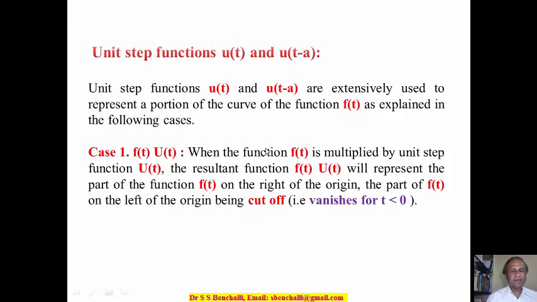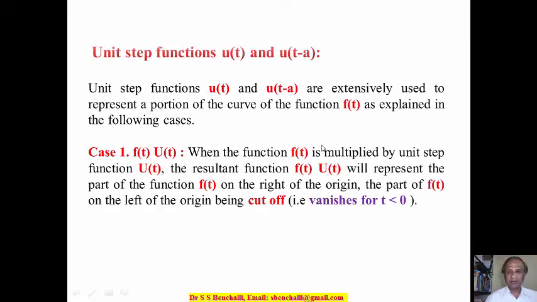Like that, we can use the unit step function to define a real world example. So the unit step functions u of t and u of t minus a are extensively used to represent a portion of the curve of the function f of t, as explained in the following cases. It means that they will give a curve. When you multiply by u of t, what is the resultant curve? Now I want you to observe.